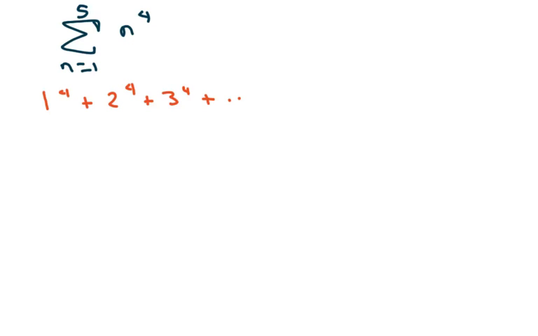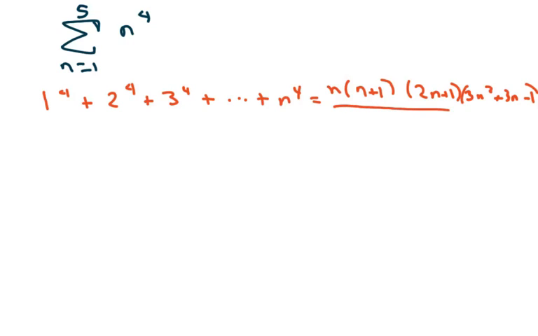But the general formula for the sum of n to the 4th equals n times n plus 1 times 2n plus 1 times, I'm going to squeeze this in, 3n squared plus 3n minus 1, all over 30. So basically, since my n equals 5, I'm just going to use this formula and plug in 5.